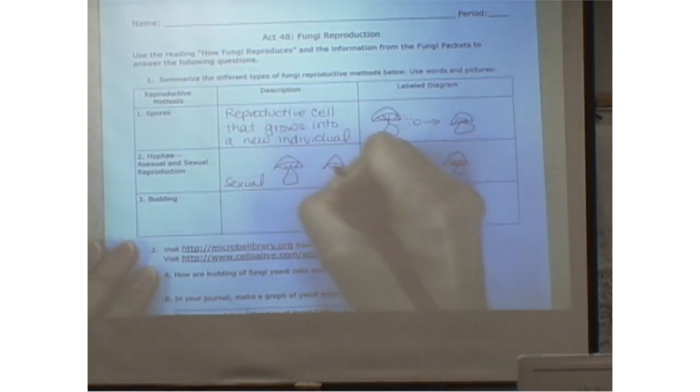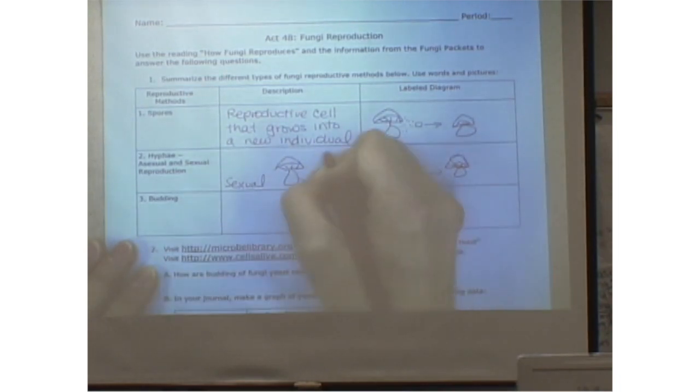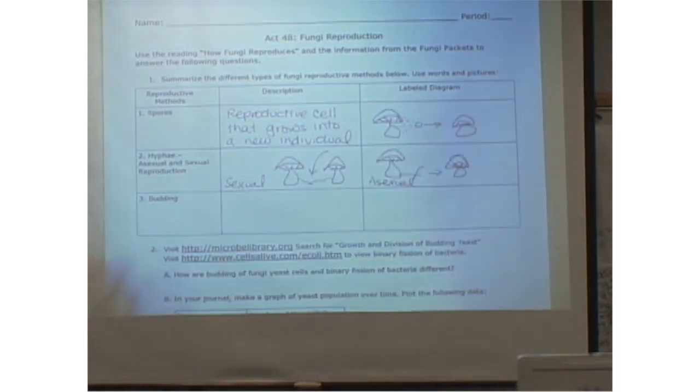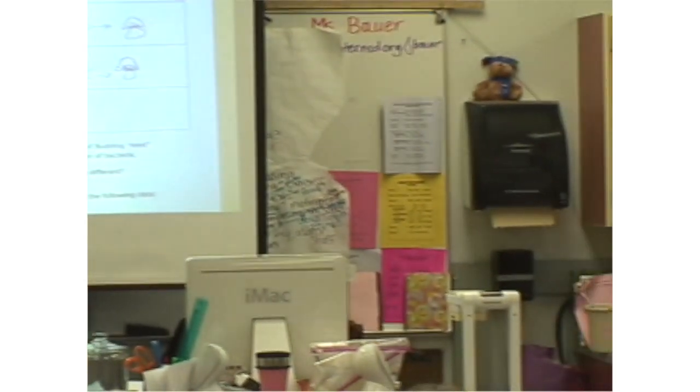So we've got two individuals, and where they meet, we'll have a new one. And then we've got something called budding. Someone describe that for us.